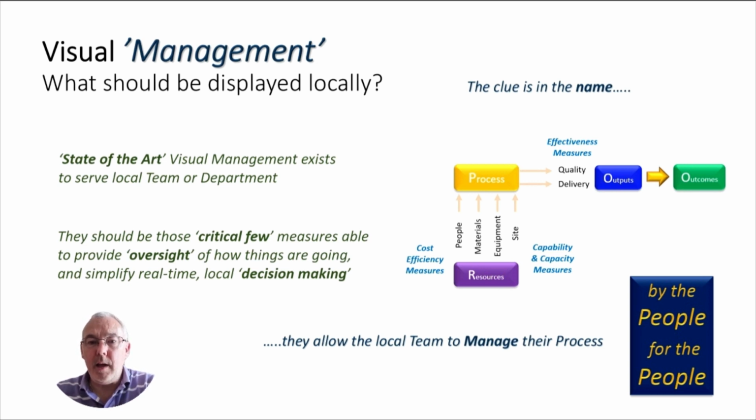The core of these KPIs should be providing oversight on how effective we are being in delivering the outputs that we're responsible for providing to our customers and how efficient we are being with the resources that we're using in order to complete our processes. We should measure our effectiveness in terms of our quality and delivery performance and our resource cost efficiencies as appropriate to our use of people, material, equipment and workspace, whichever of these matter to our area and our activities.